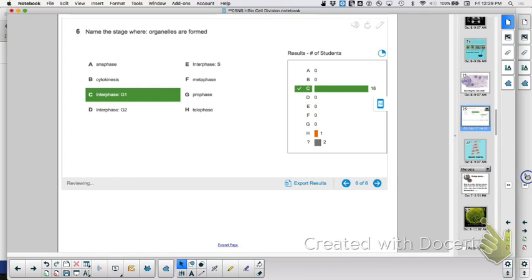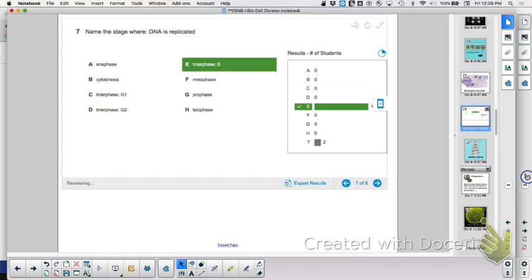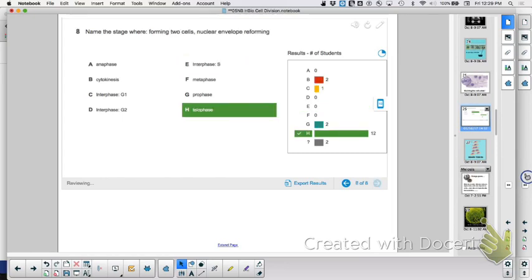Organelles are formed during G1, cell grows. DNA is replicated during S, good job. Nuclear envelope is reforming and you have two cells. So, nuclei, because I said that, that's why I would put that in the telophase part.